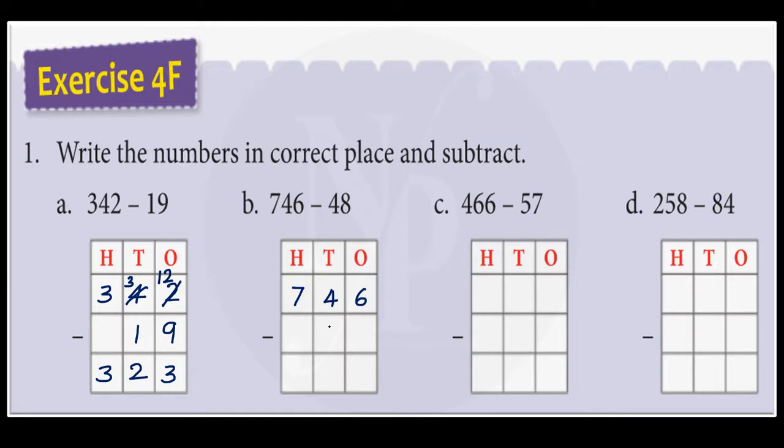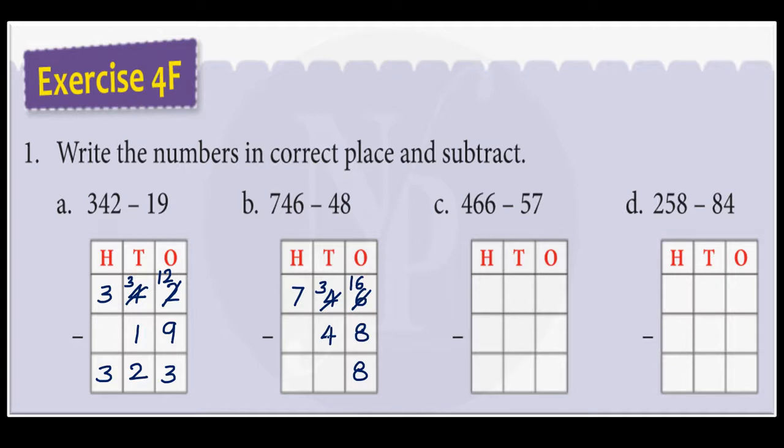746 and 48 in the place values table as shown here, appropriate to their place values, and then we will subtract. So starting from the ones column here, subtracting 8 from 6 is not possible. We have to regroup and we make this 4 tens as 3 tens, and we bring 1 ten to the ones column. Together with this 6 ones, it becomes 16 ones. And subtracting 8 ones from 16 ones, we get 8 ones.